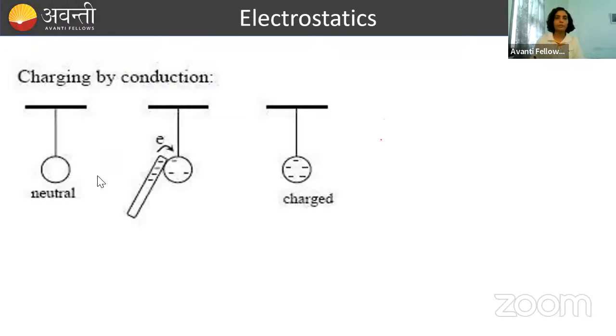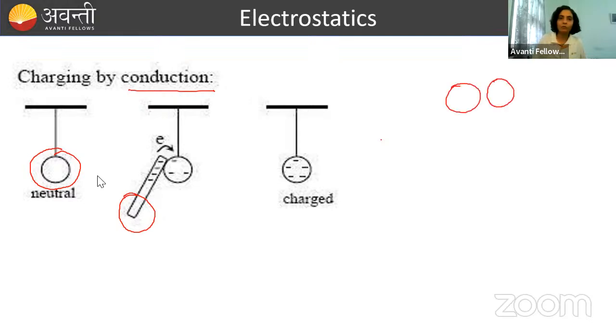Okay, now charging by conduction. How do we charge two bodies by conduction? In the conduction method, we have one neutral conductor and another charged conductor, and we bring these two in contact. That is, I have one neutral body and another body that is negatively charged, and I am bringing these two in contact. Since these two are conductors, one will transfer its charge to the other. That is happening here.